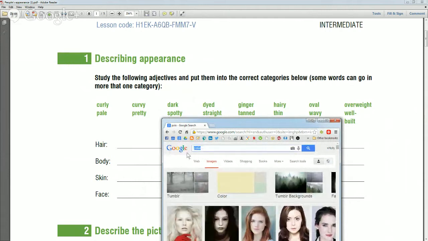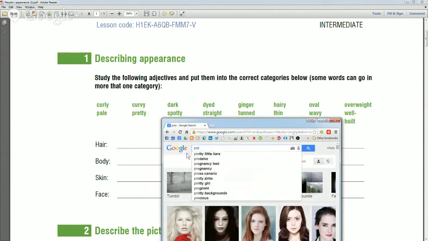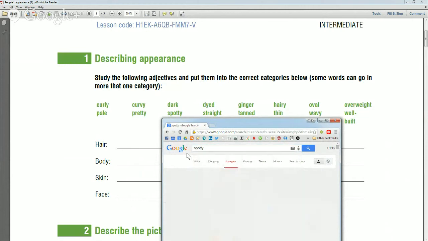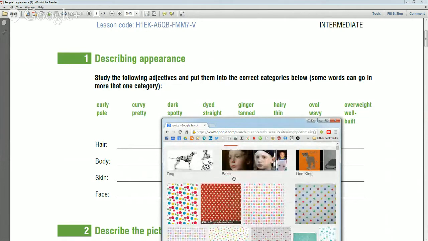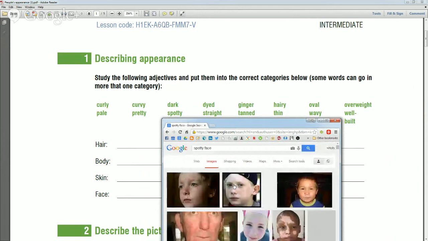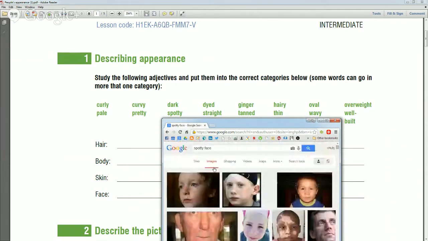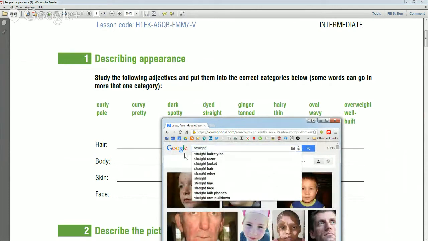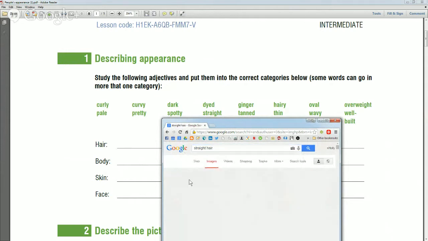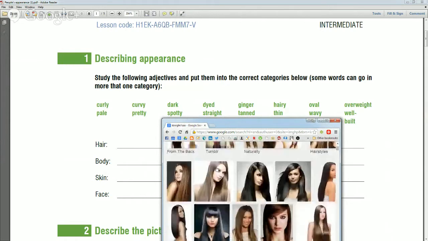If you're pretty, usually with pretty, that's the face, pretty face. Spotty. If something is spotty, usually we're talking about the face. This means spots. This dog has spots, and we have a spotty face right here. Straight, that usually means hair. If something is straight hair, for example, it would be straight this way.